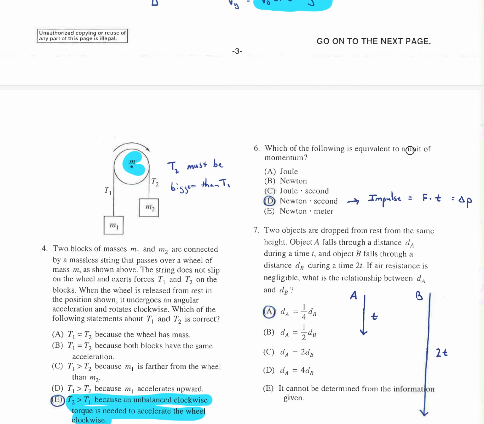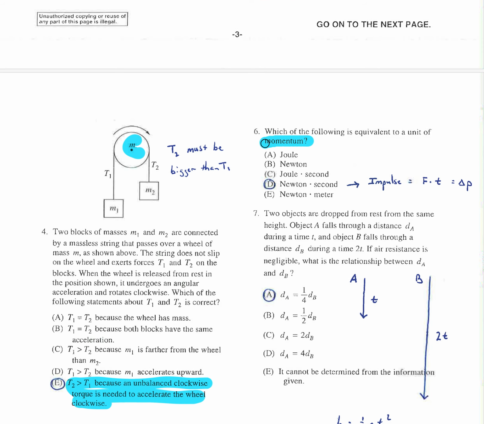Which is an equivalent unit of momentum. Okay, so now remember, momentum is mv. So the units of momentum are kind of stupid. There's not a special word for it, like joules is to energy and newtons is to force. Momentum is just kilogram meter per second, right? Mass times the velocity. But that's not a choice.